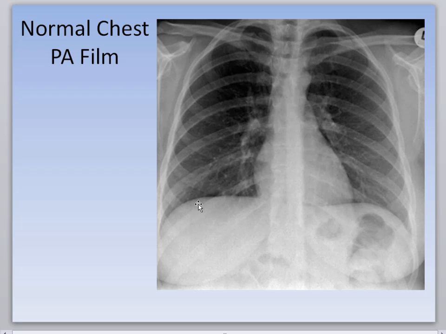You can also see this. If I have a little tag here, I'll show you in a minute what it'll look like. But you can call this the right hemidiaphragm, or the dome of the right diaphragm. This would be the dome of the left diaphragm.